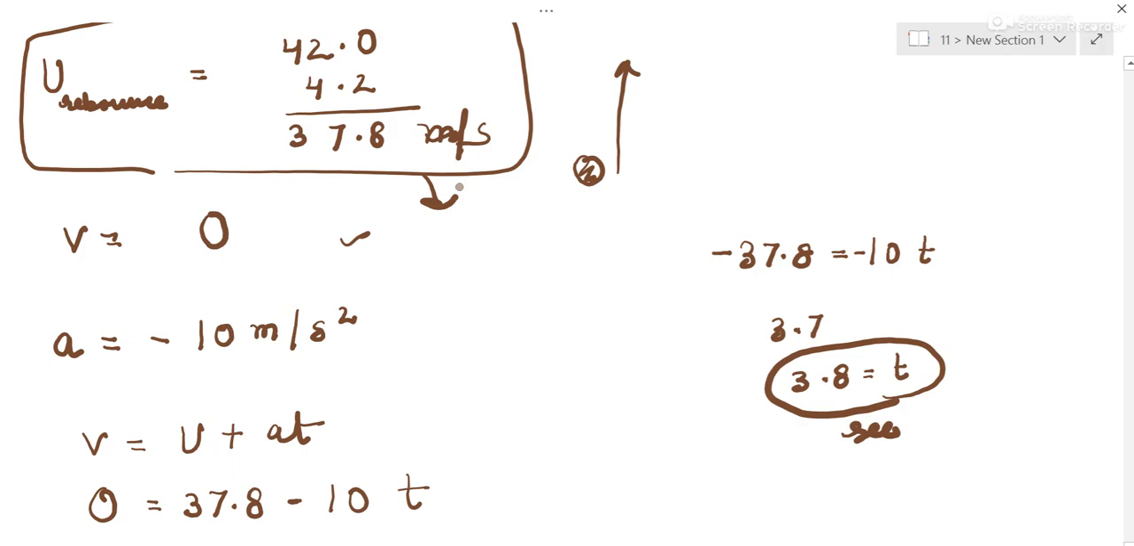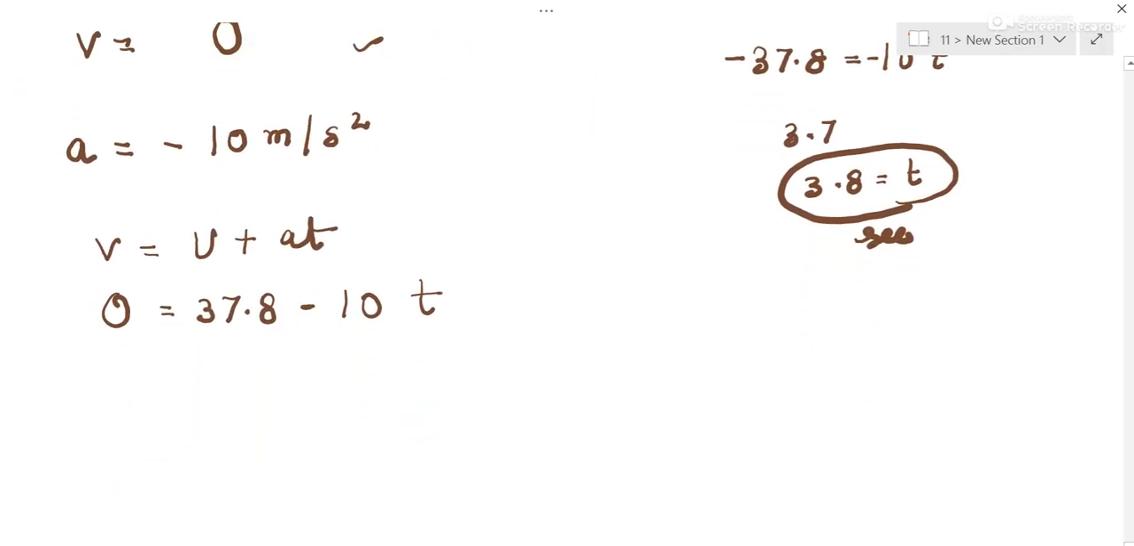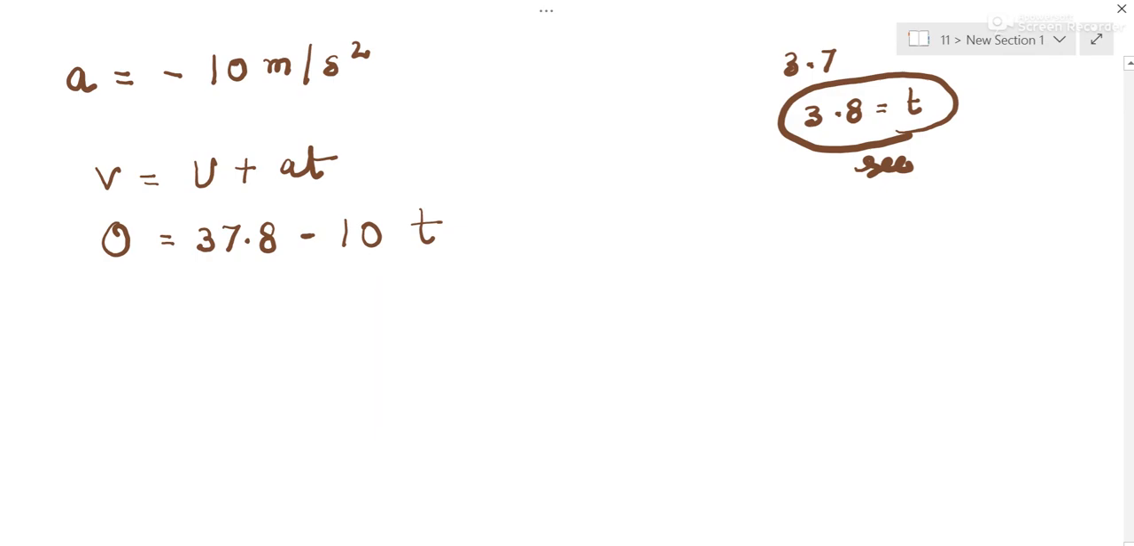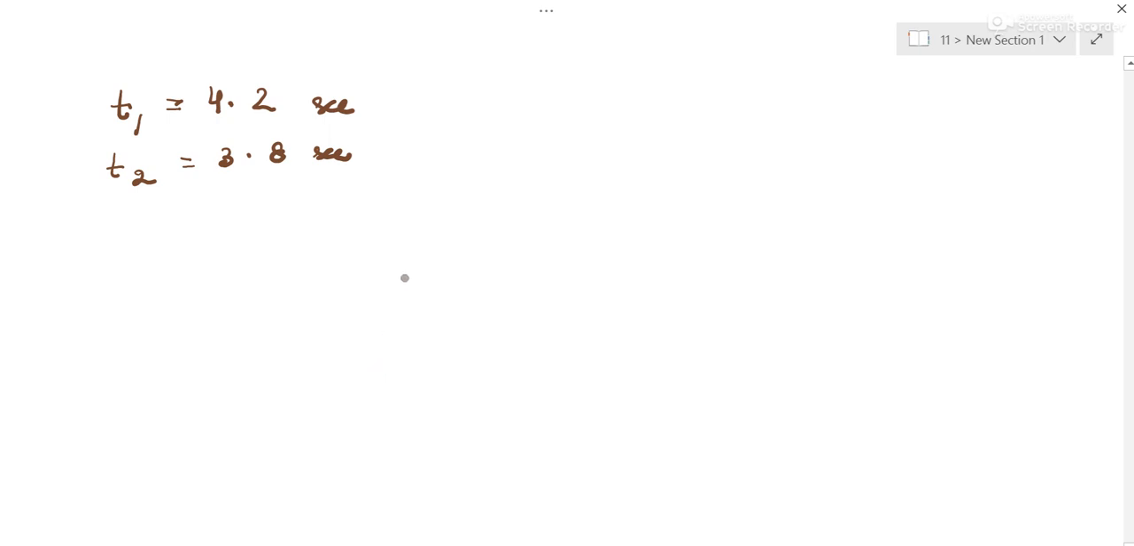Okay, so earlier how much time was consumed? 4.2. Time 1 was 4.2, time 2 is 3.8. So now the ball has gone up and it is here, final velocity 0. Now it will come down. Take it to hit the ground again. So now it is coming down, so u will be 0. Acceleration coming down, so acceleration will be positive because acceleration acts down.